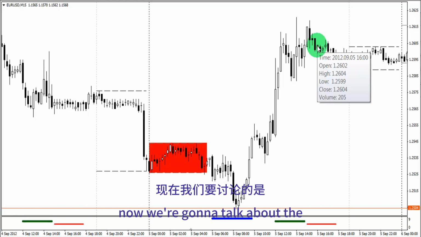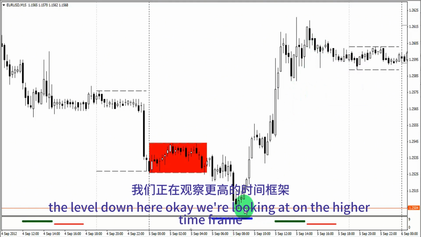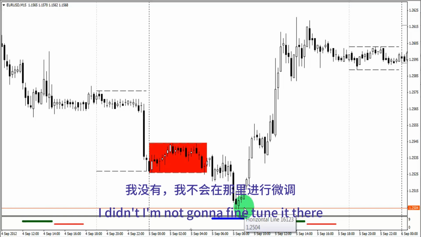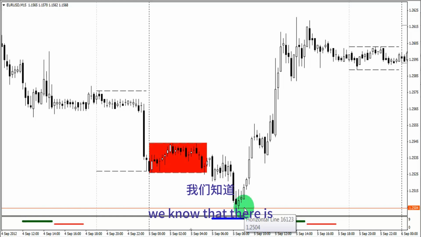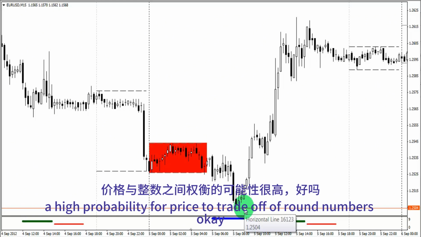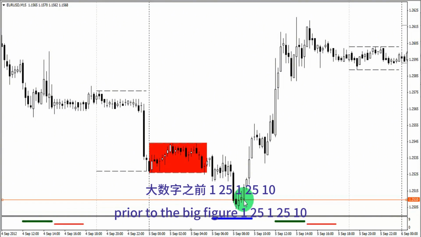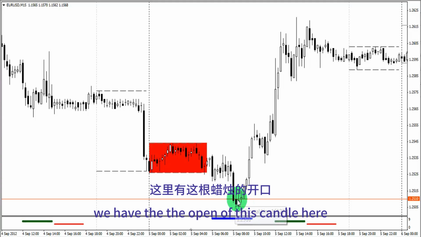Now we're going to talk about the institutional pricing. Institutional pricing would be the level down here. On the higher time frame, the order block was at 125.04 or thereabouts. I'm not going to fine tune it there. When we see that, we know there is a high probability for price to trade off of round numbers. Prior to the big figure 125, 125.10 is a good price to trade. Look at the reactions here. We have the open of this candle here.